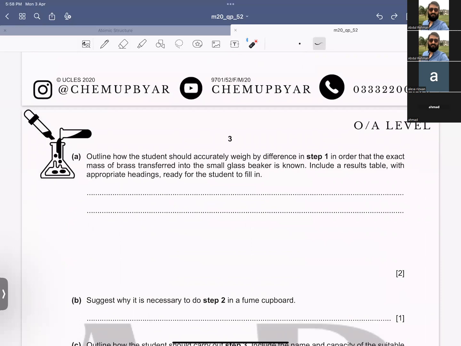Now, let's look at part 1. Outline how students should accurately weigh by difference in step 1 in order that the exact mass of brass transferred into a small glass beaker is known. Include a result table with appropriate headings ready for the student to fill in.